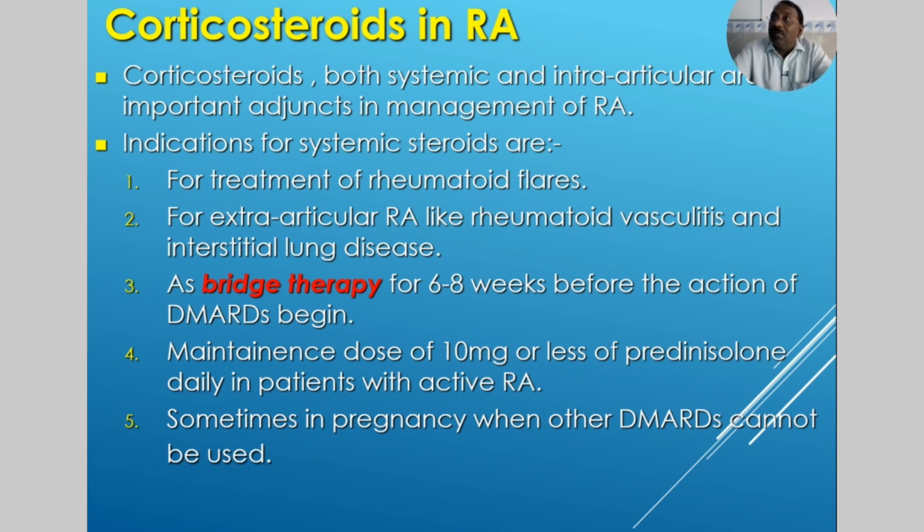Otherwise, a diabetic individual who takes steroids for a longer period will end up with diabetic ketoacidosis with very high blood sugars. A maintenance dose of 10 mg or less of prednisolone daily is used in patients with active rheumatoid arthritis. When the disease is very active, when ESR is 80 and CRP is very high, that shows the patient has active rheumatoid arthritis. There you have to use at least 10 milligrams of prednisolone. Sometimes I use even 5 milligrams, and in some cases even 2.5 milligrams of prednisolone as a maintenance dose. But this is needed in only a few patients. Not all patients will need this maintenance dose of steroids for a longer period.